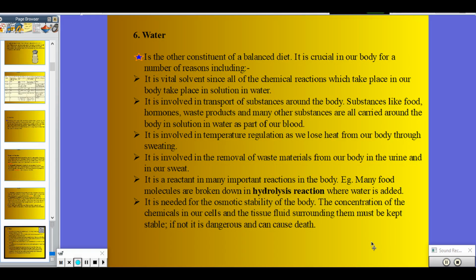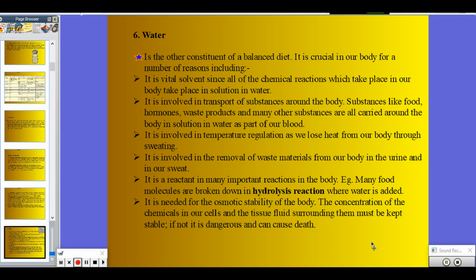Water is one part of a balanced diet. It is one of the other constituents of a balanced diet. It is crucial in our body for numerous reasons, including that it's a vital solvent, since all of the chemical reactions which take place in our body take place in solution in water. It is involved in transport of substances around the body. Substances like food, hormones, waste products, and many others are all carried around the body in solution in water as a part of our blood.